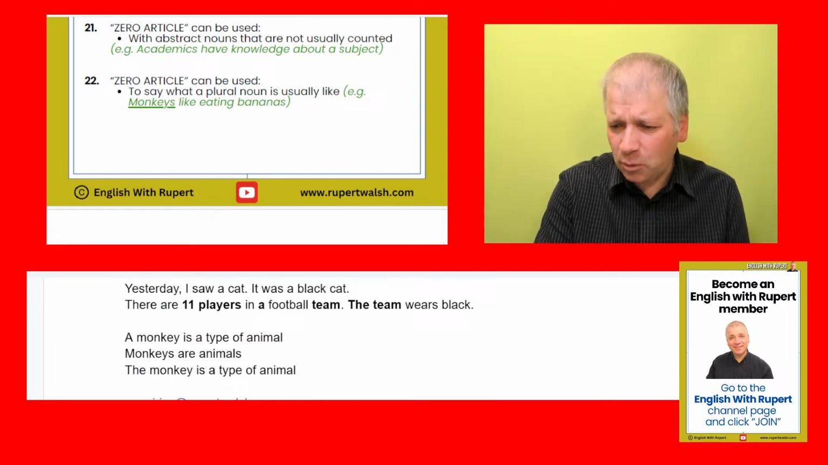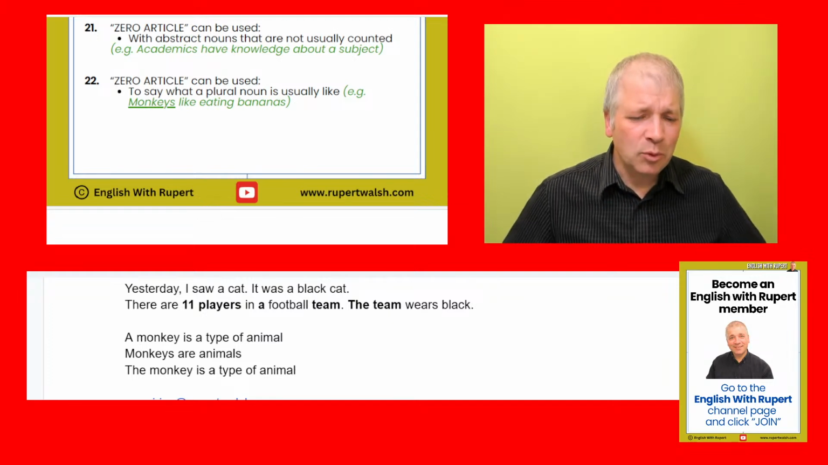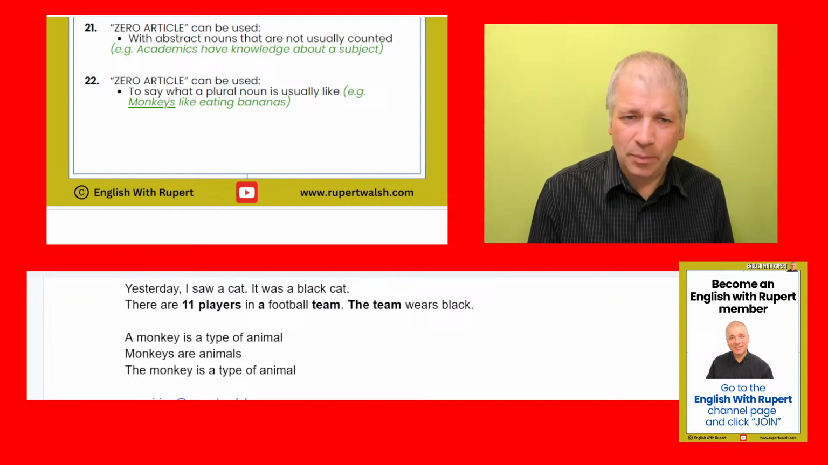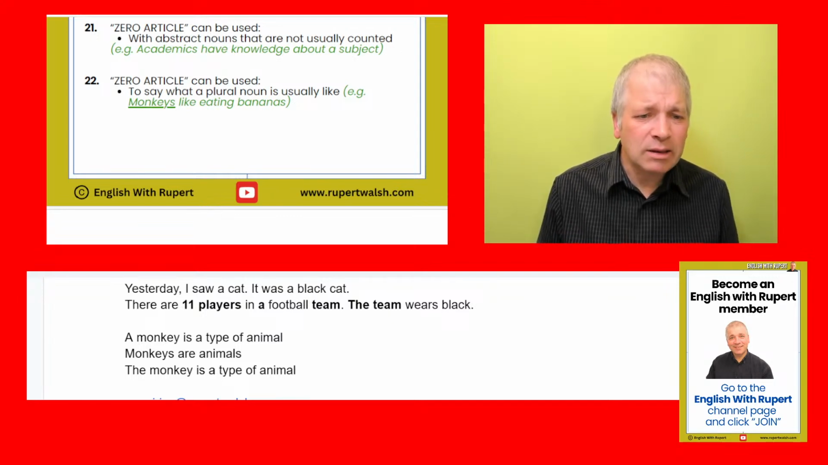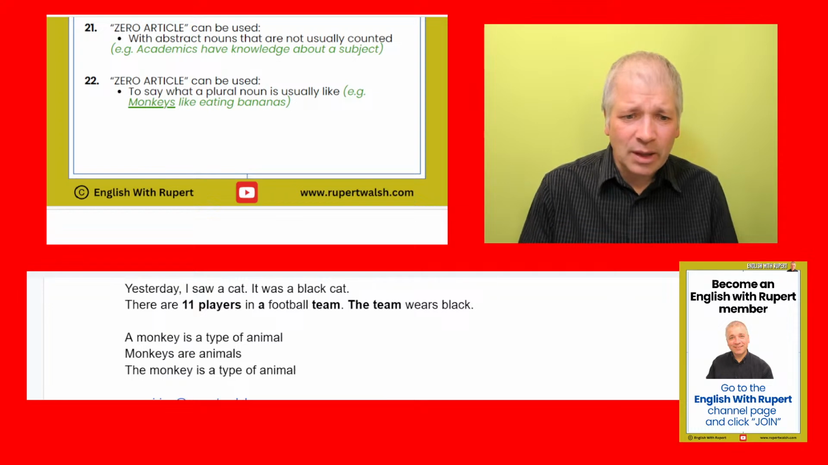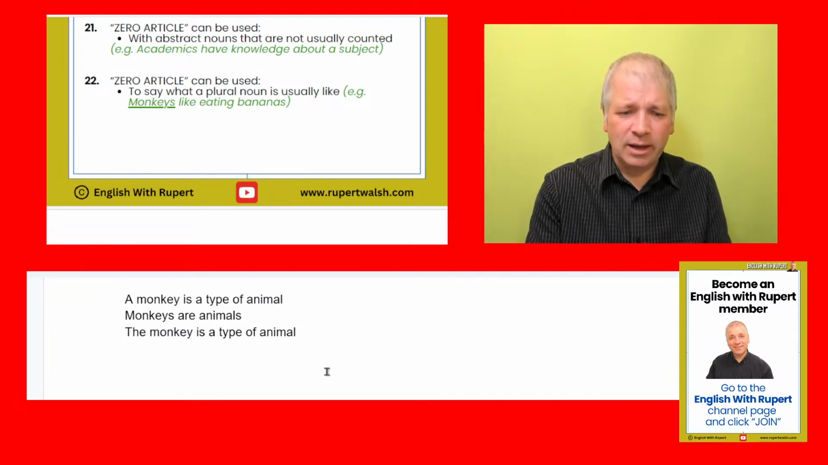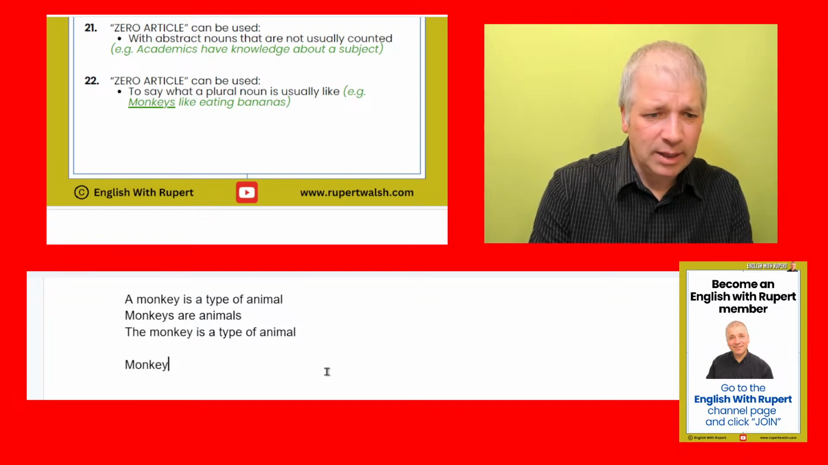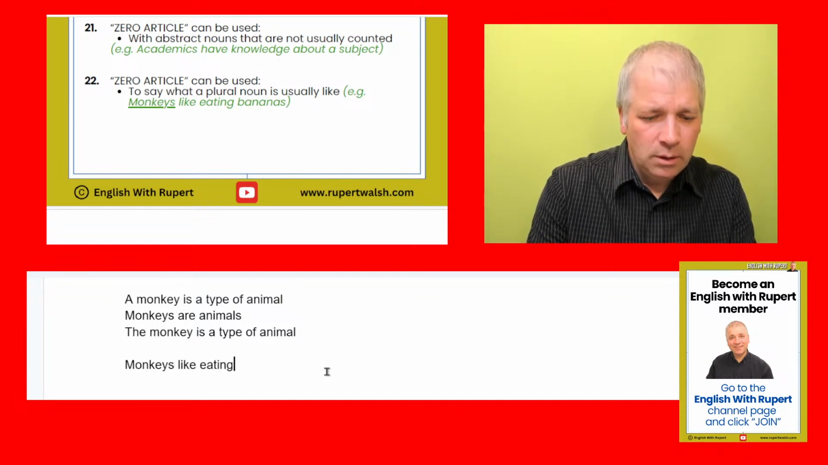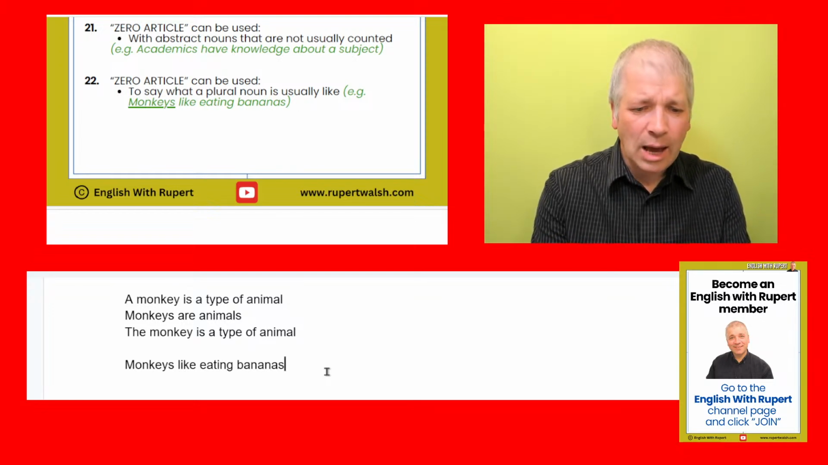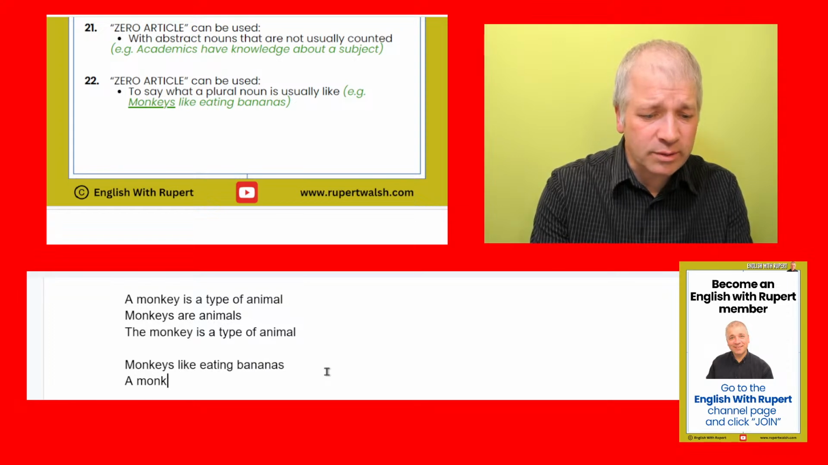So the example I gave before was here. A monkey is a type of animal. Monkeys are animals. The monkey is a type of animal. So here it's where we're giving one thing as an example of something else. But in Rule 22, monkeys like eating bananas. This is slightly different because it's saying what something is usually like. So let me put the example down here. Now I could potentially do the same again.